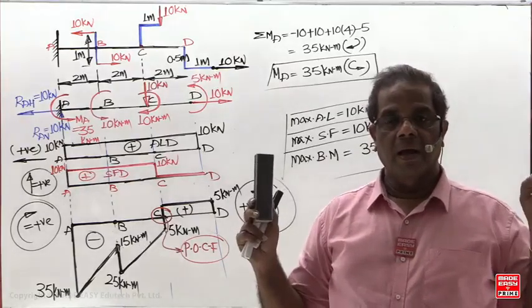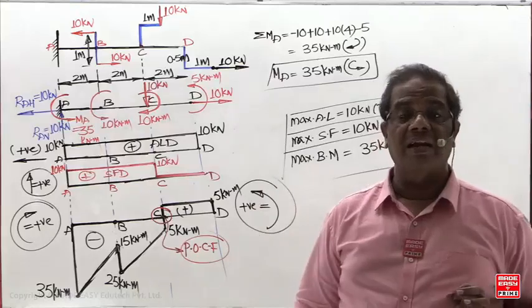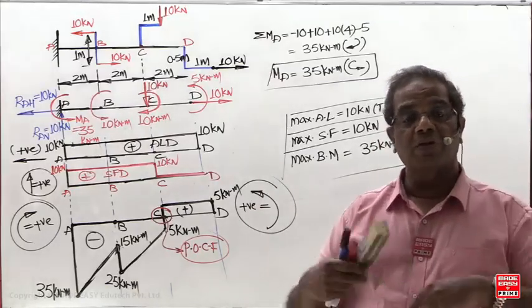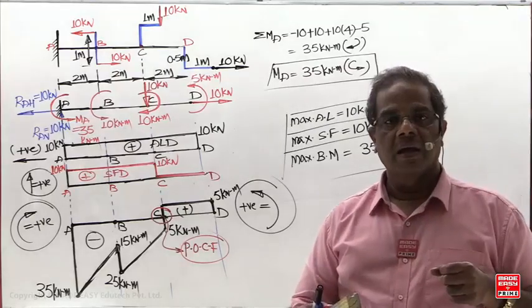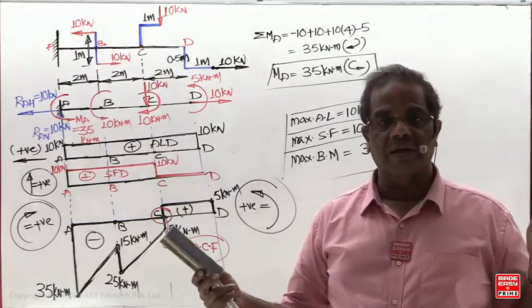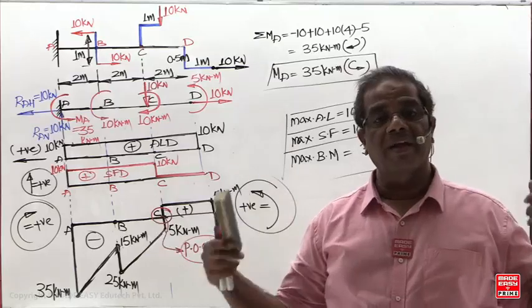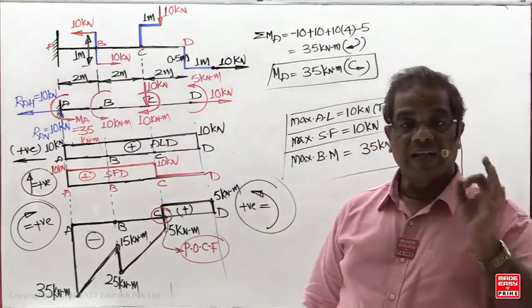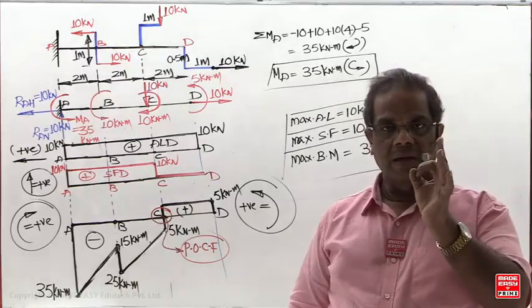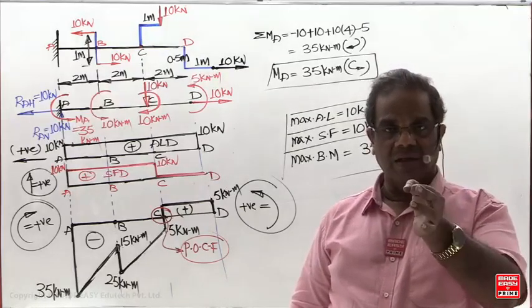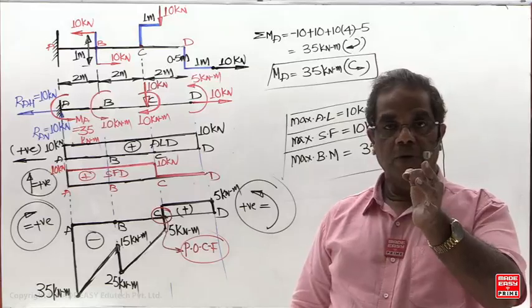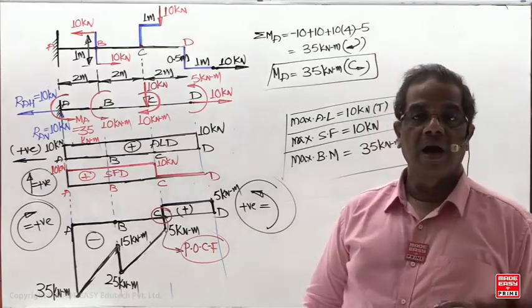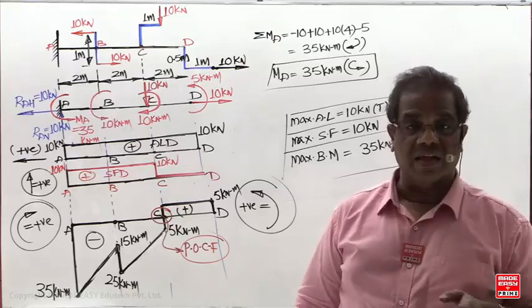Be accurate in calculating the reactions. Some students want to do the question very fast, but they commit a mistake in the reaction, and then the total problem is incorrect. So while calculating the reactions, don't commit a mistake. Be accurate. After calculating the reaction, also cross check it now.